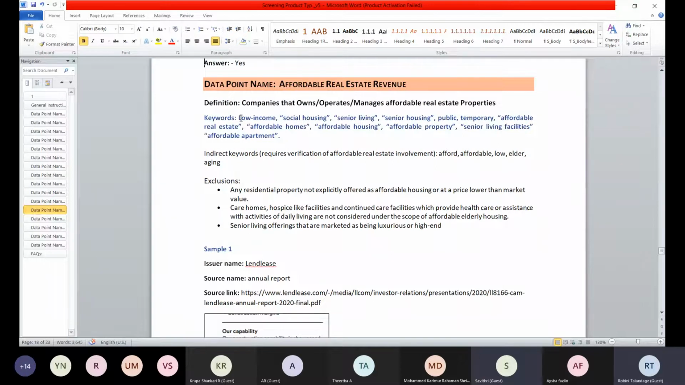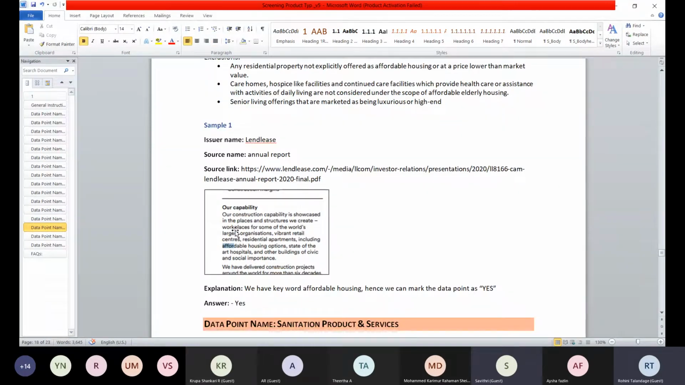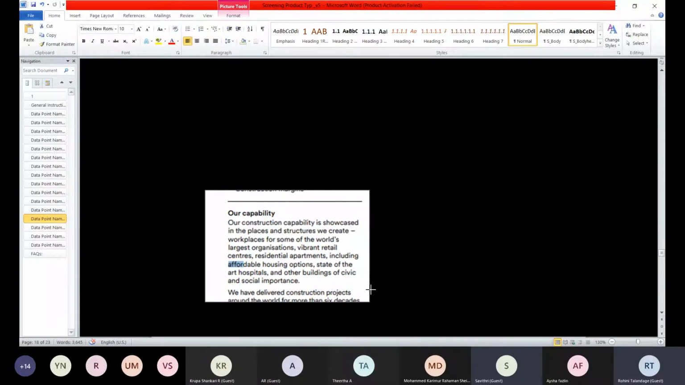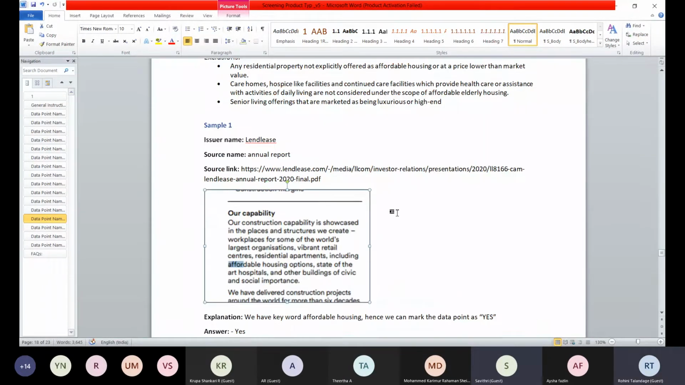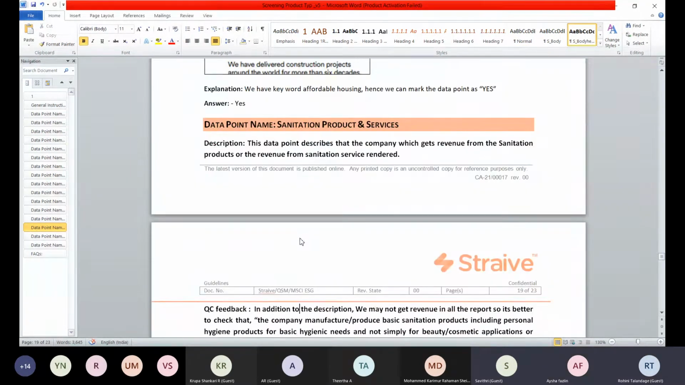We have to search with all these keywords, and you have to mark it as yes only if it fits the data point, like affordable real estate. Now here we have one snap. Here what they are saying is like, one minute, I'll zoom it. Is it visible? Yes, ma'am. Yes, ma'am.